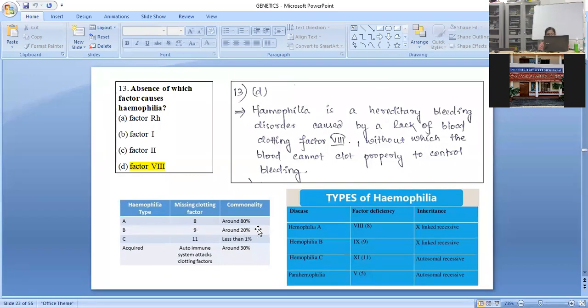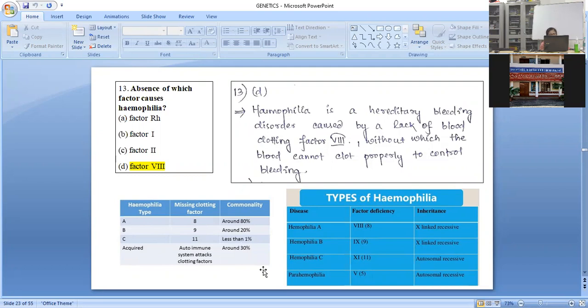Again, it's a minor type, and I think it is Christmas factor. Factor 9. No response. That means I have to check again if I am right or wrong. I hope it is Christmas factor. And again, factor 11, less than 1%, which is hemophilia type C. And in some cases, it might be acquired due to autoimmune disorders also.